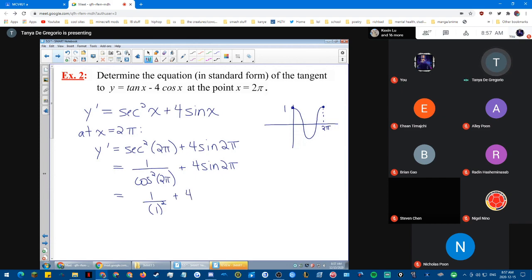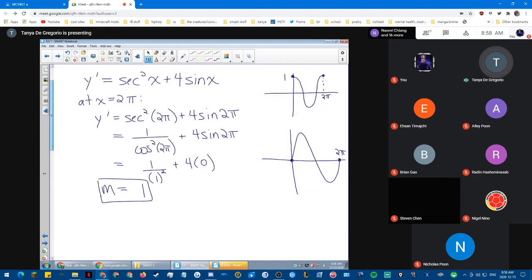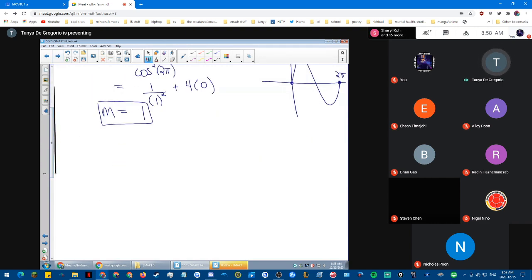Now, sine of 2 pi. Well, sine is different. Sine starts at 0 and does this. And again, the period is 2 pi. So in this case, we see that sine of 2 pi is equal to 0. And so my slope is just 1. So I have my slope. Now I need to find my point.